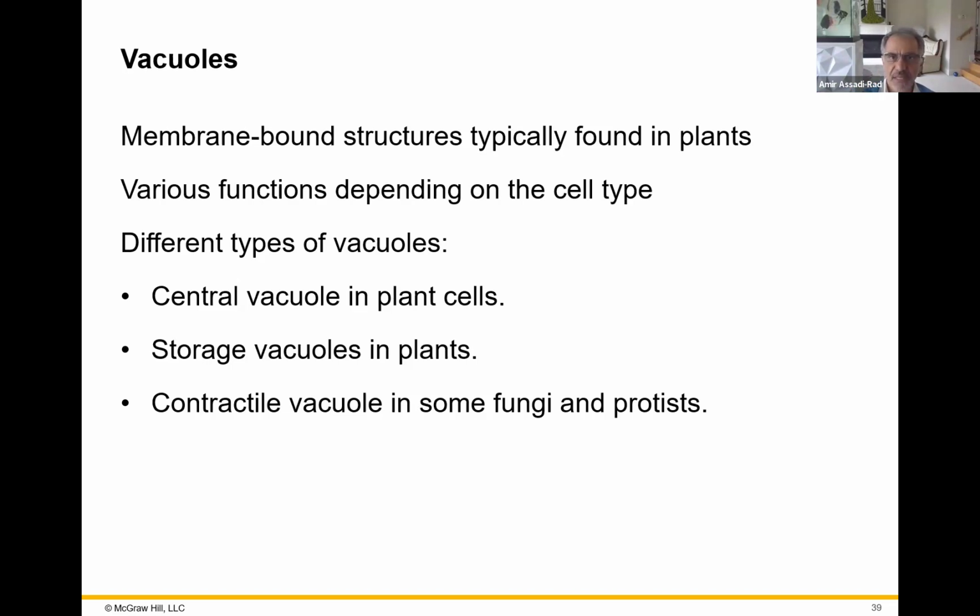Various functions depending on the cell type. So different types of vacuoles: central vacuoles in plant cells, of course, storage vacuoles in plant cells, and contractile vacuoles in some fungi and protista. The contractile vacuoles are the vacuoles that hold a lot of water.